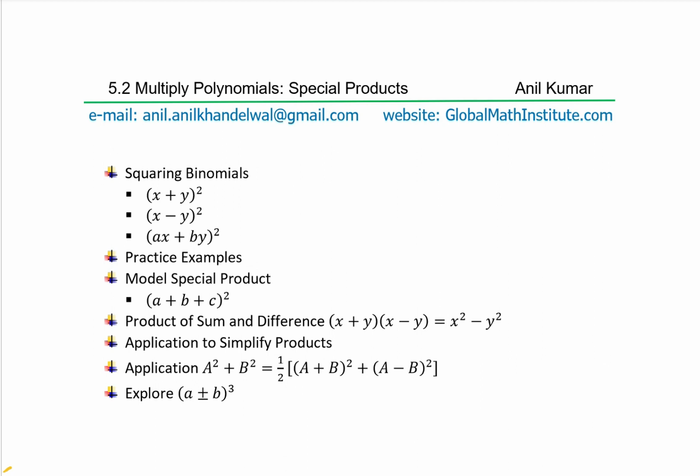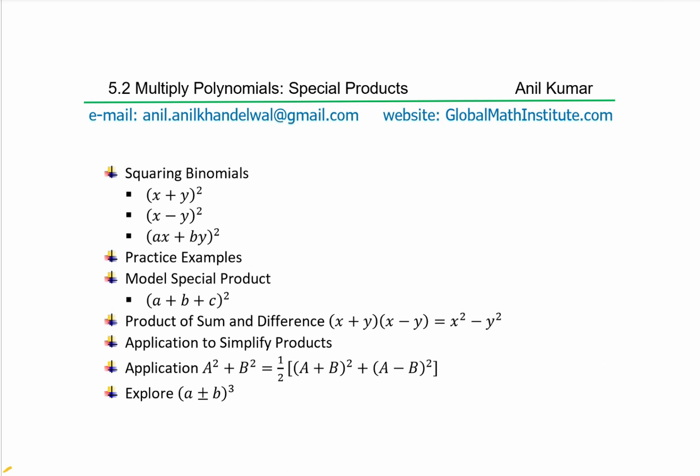Now, based on this, there are many multiple choice test questions in competitive exams. So we are going to understand the strategies to answer these questions in less than a minute. So applications to simplified products will have applications based on a square plus b square, where the formula can be derived as half of a plus b whole square plus a minus b whole square. And then we'll also derive the formula for a plus minus b whole cube.